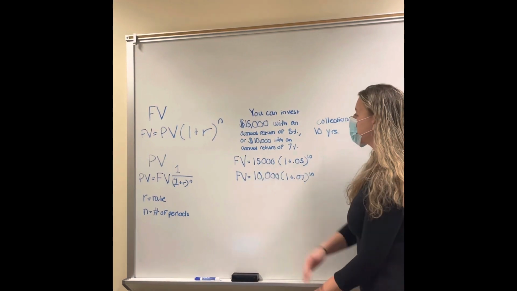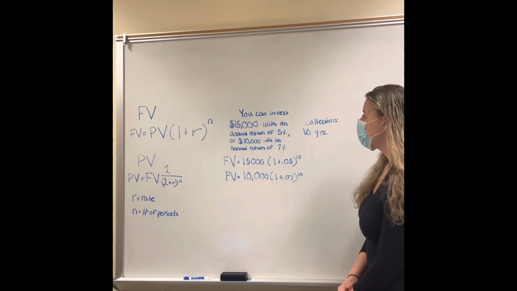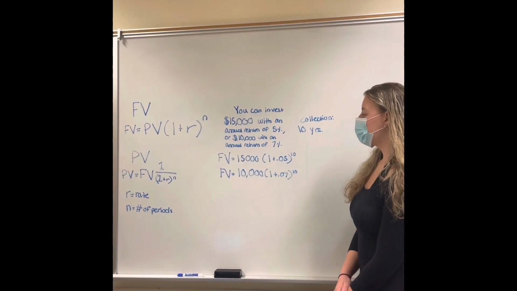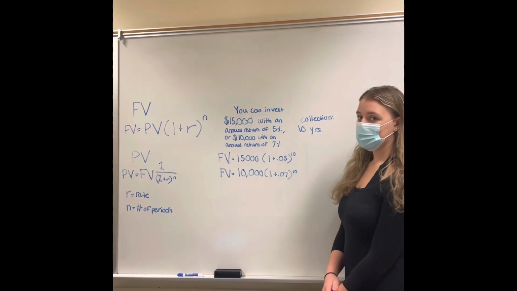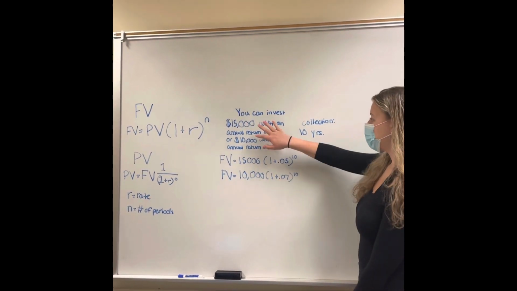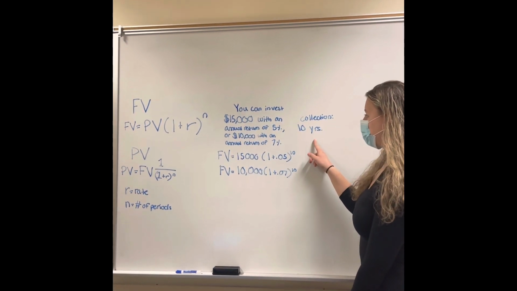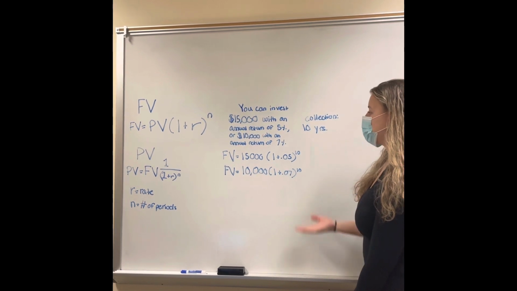So this is the first problem we're going to be focusing on, and it involves two options. So you can choose to either invest $15,000 with an annual return of 5% or $10,000 with an annual return of 7%, and both of these would be simple interest. So you want to collect your money in 10 years and you're not sure which account to choose. So that's where finding out the future value comes in.